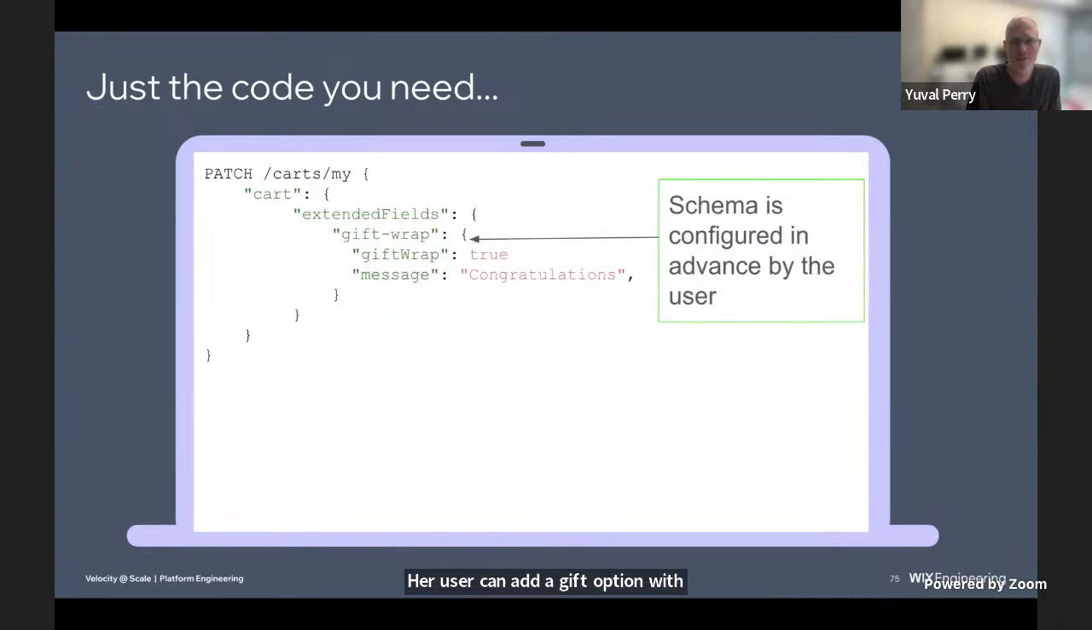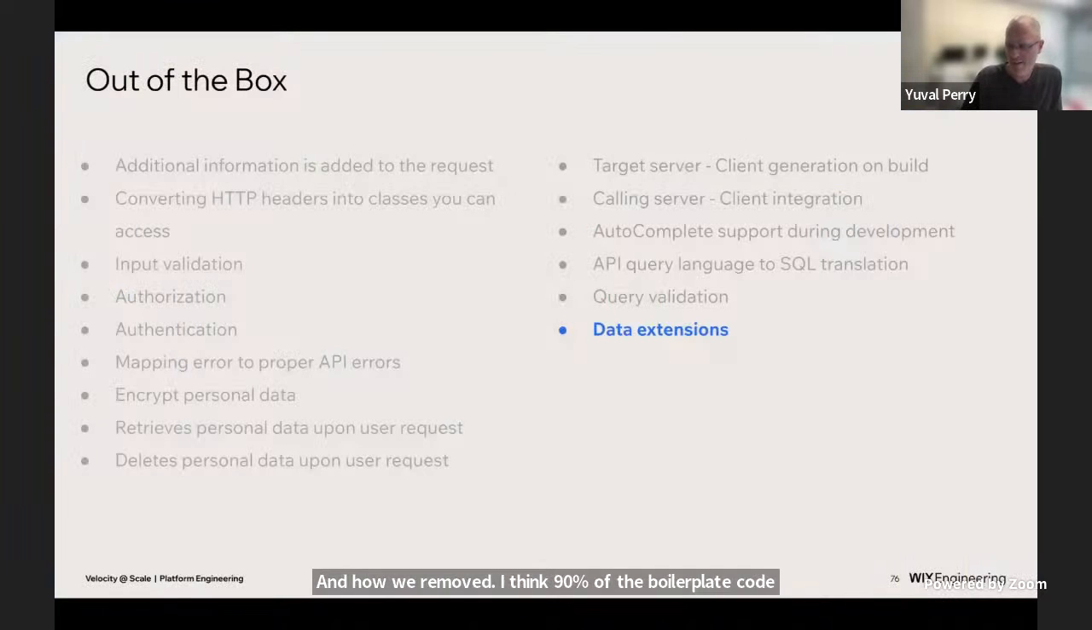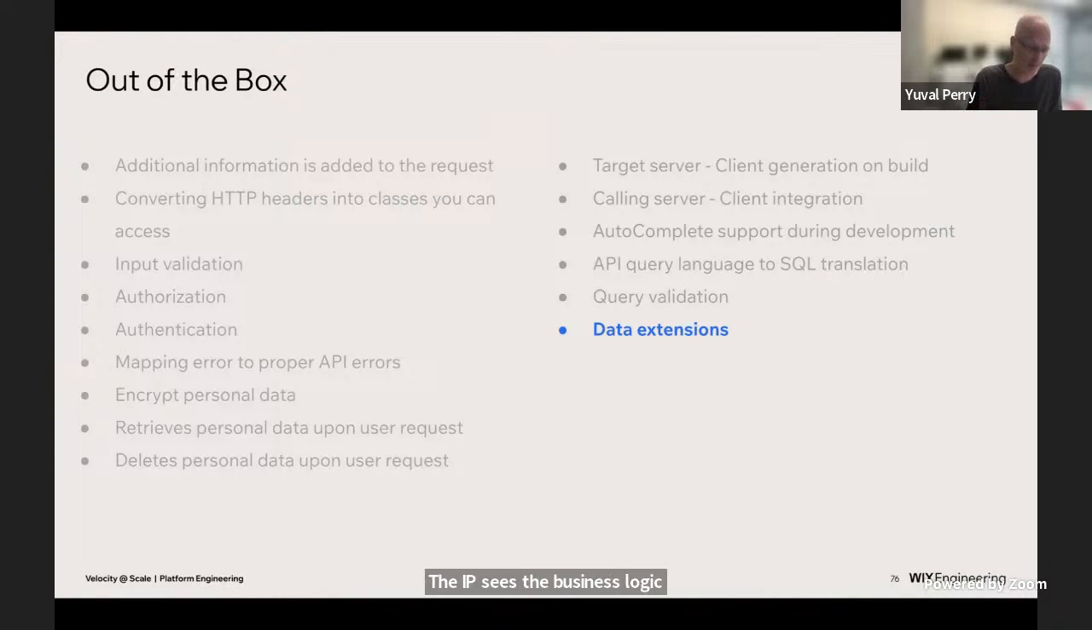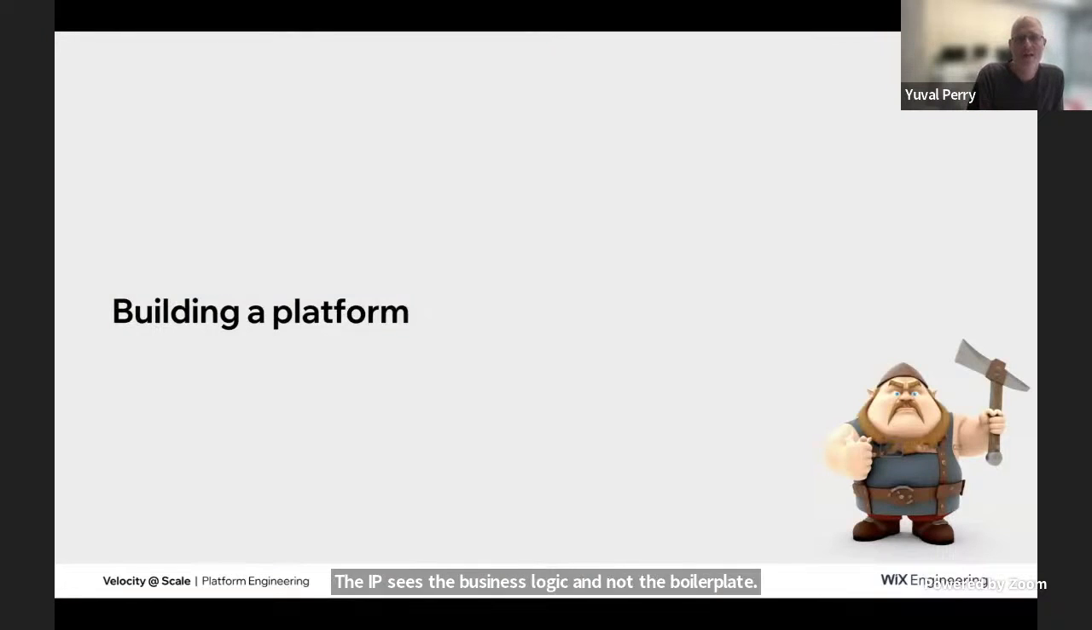So these are a few examples of the system and what it can do, and how we removed, I think, 90% of the boilerplate code in the system. And the goal, again, here, one of the KPIs is that when the user opens the code, he sees the IP, he sees the business logic and not the boilerplate of the code.